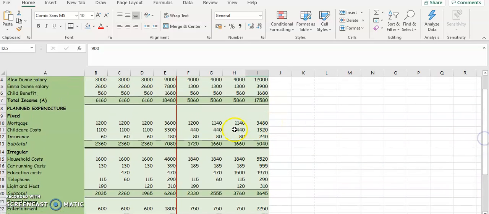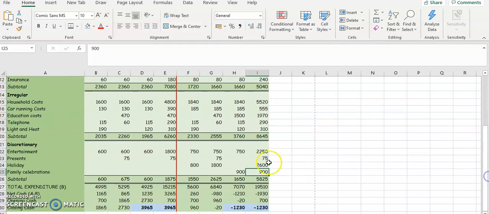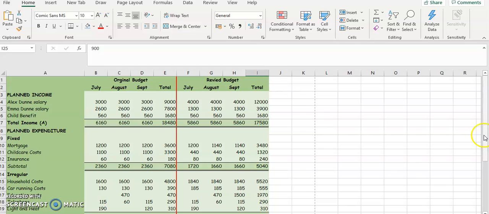Their mortgage has come down, which is good. Childcare costs have come down, which is good as well, but not good enough. They made good savings there in the fixed, but they've brought it up here in the discretionary. And they could try to find extra income as well. So that's how you answer the revised budget question.